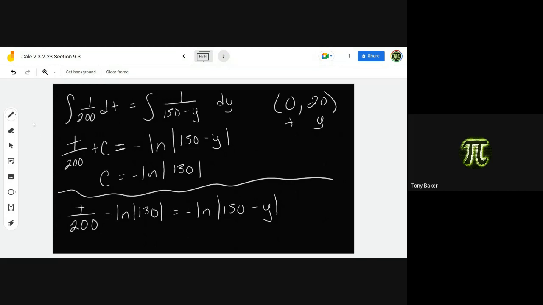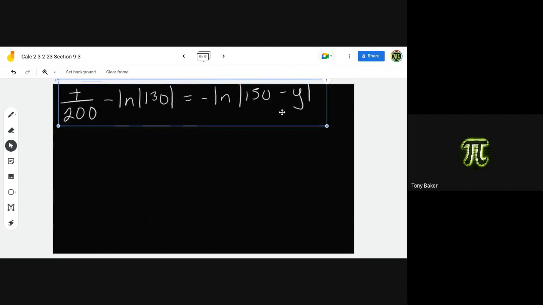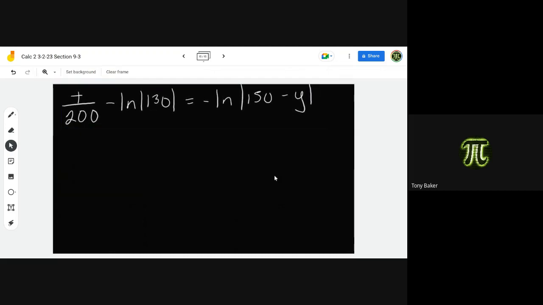So the question asks how much salt is in the tank when the time is 30 minutes, right? So I need to solve this for y. Yes. There's a couple different ways we can do this. We can take this right now as it is, and since there's only one y in this problem, I can get the y by itself.